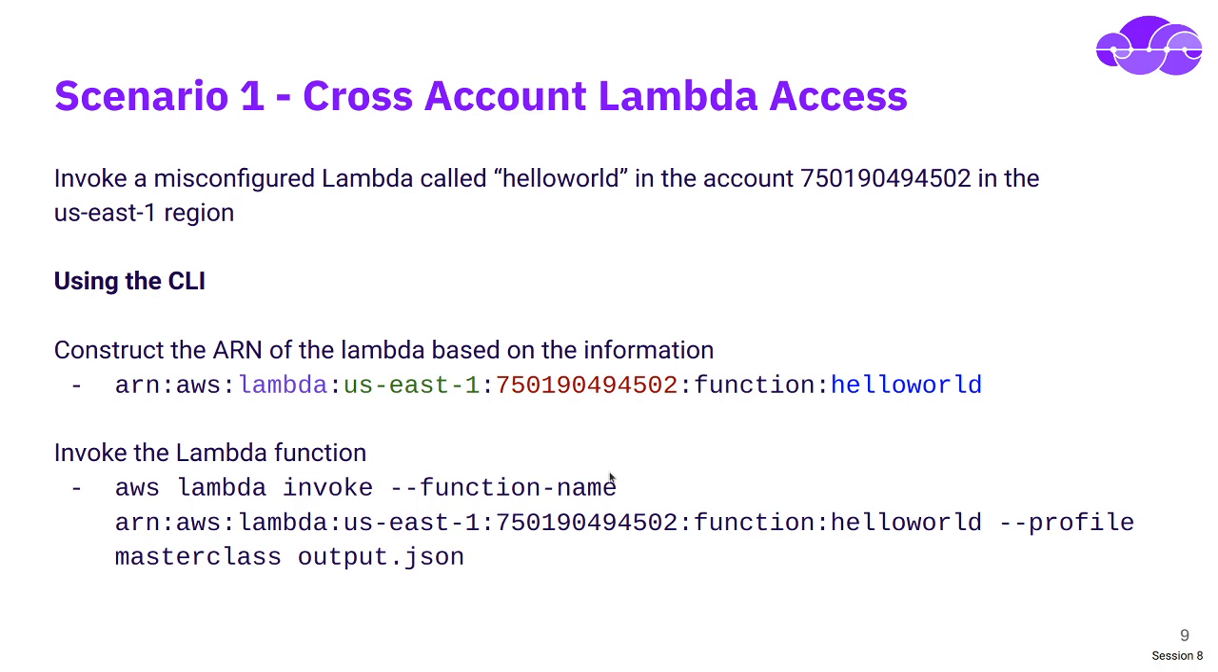Can you go ahead and construct the ARN of the Lambda based on the information, right? So we know it's a Lambda, so arn:aws:lambda, region is us-east-1, the account number, what is it? It's a function, and the name of the function. This is the ARN. It's set up in my account, but you would be able to run AWS Lambda invoke with profile masterclass. Go ahead and try and tell me what you see as the output.